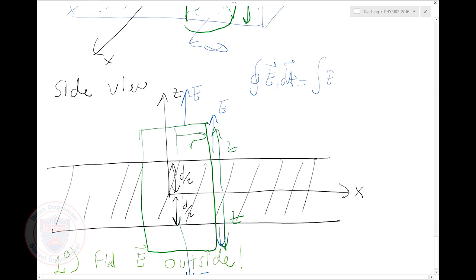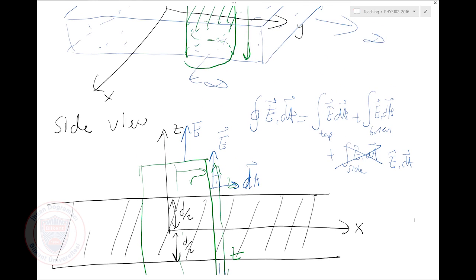Again, I have E dot dA on the top, E dot dA on the bottom, and E dot dA on the side. But on the side, dA and E are perpendicular. So on the side, I can comfortably say that the flux is 0. On the top and the bottom, E is parallel to dA.